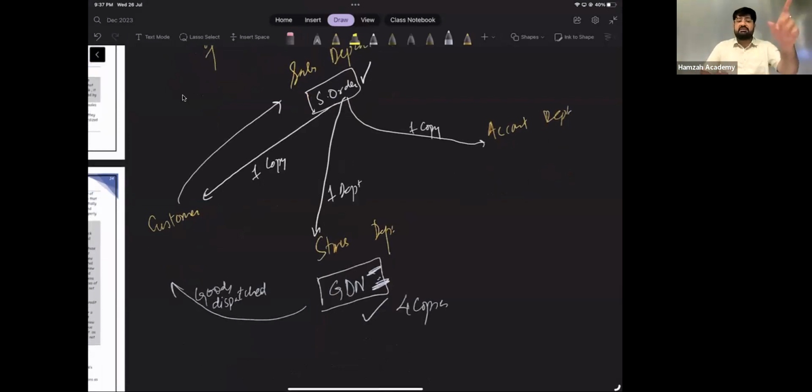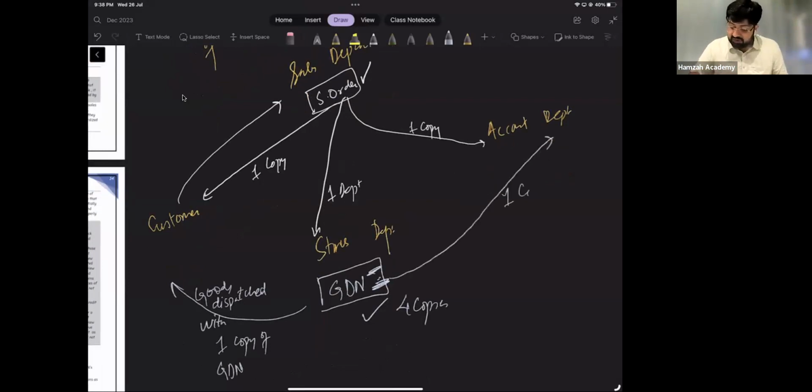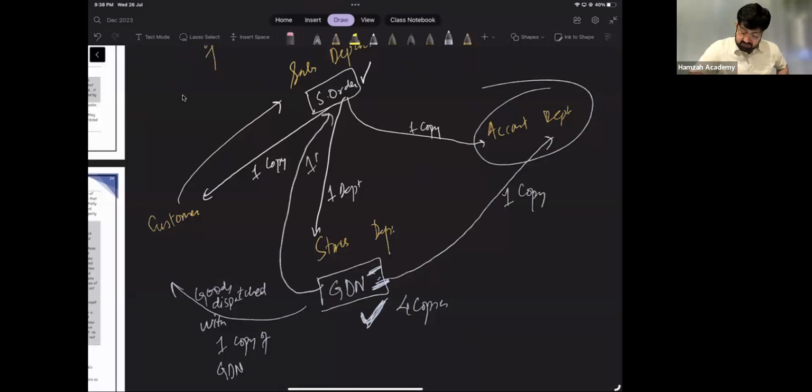So one copy of GDN is sent to the customer with the goods. One copy of GDN is sent here to accounts. One copy is retained here, I told you. And one copy is sent here to the sales order department. Now listen. The purpose of these 4 copies.